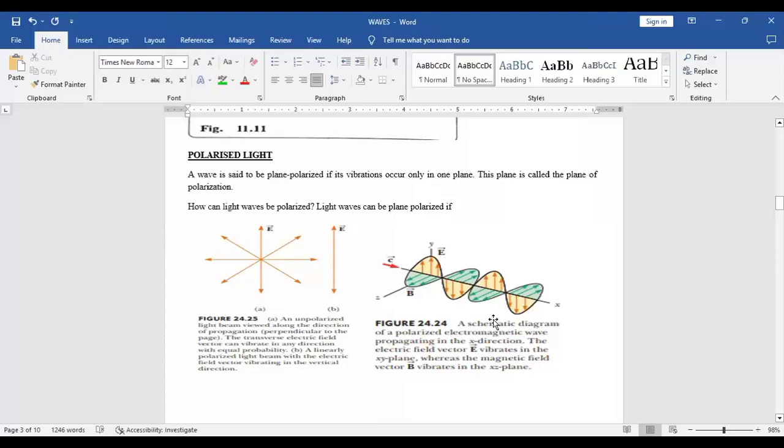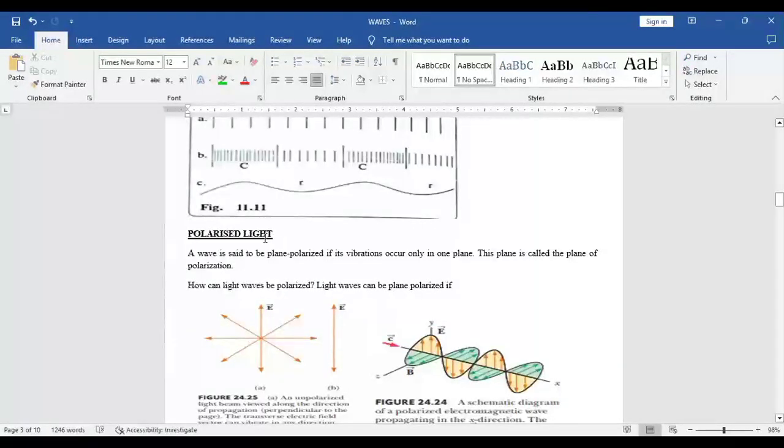So you see the figure here representing polarization. Figure 24.24 here represents a schematic diagram of a polarized electromagnetic wave propagating in the x direction. So you see the x-axis here. It shows an electromagnetic wave which is being polarized, and the wave is traveling in that plane. Okay, let's see what we have here.